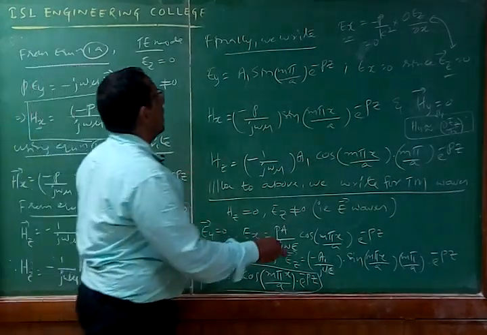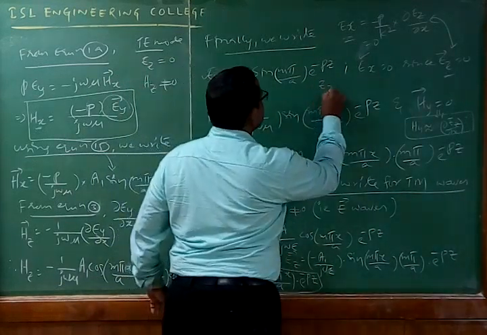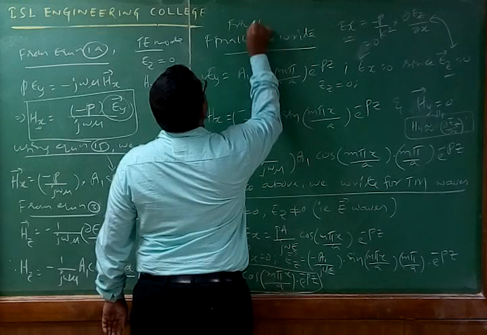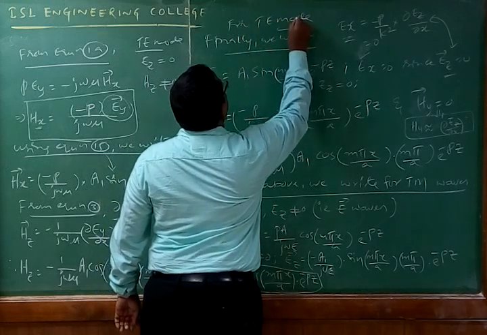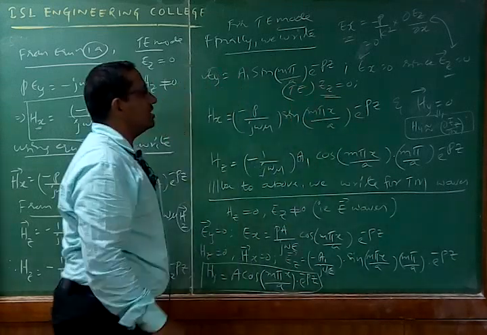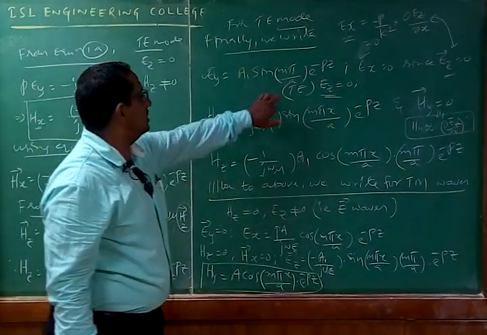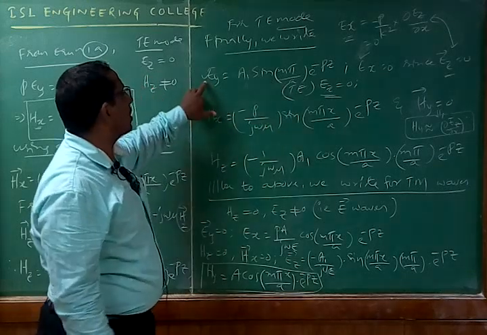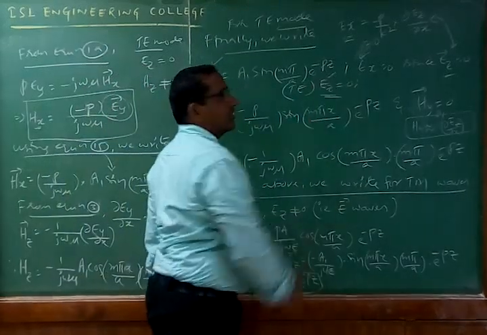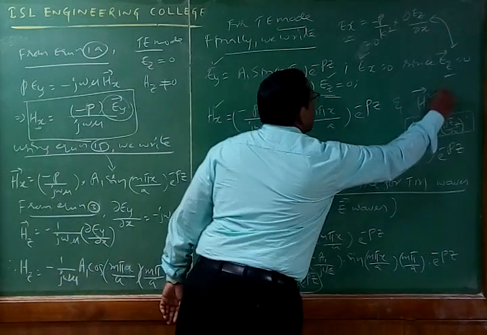So that means we have to get equations for Ex, Ey and Ez. What is Ez? Ez is anyway 0. Finally, we write for the TE mode: Ez is equal to 0. Directly I can write the Ez component as simply equal to 0 in the case of the TE mode. As Ez is equal to 0 in the TE mode, we have now got the Ex component, the Ey component and the Ez component. Similarly, I have to get the components for Hx, Hy and Hz.